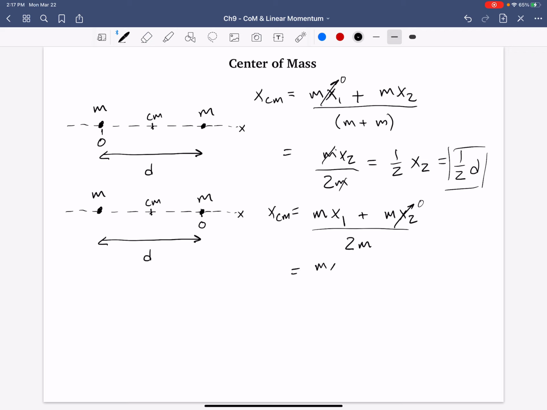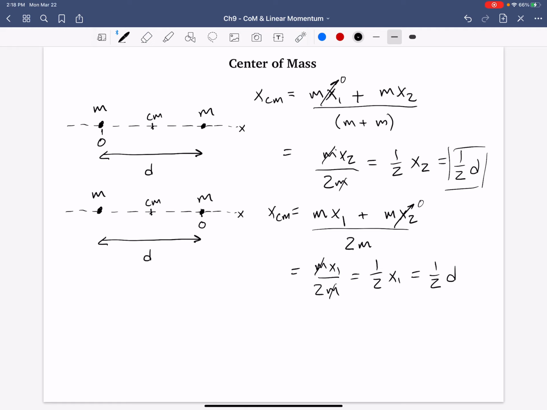Now, m cancels out. Remember, m is just a variable, so that can be any number. And so we have 1/2 x1, which is the same thing now as d. Yes, it's going the other direction, but distance-wise, d is some distance. It's the same distance from the second particle as it was from the first particle. You can put a vector on there if you want to, say going right is positive and left is negative. You can do that if you want.